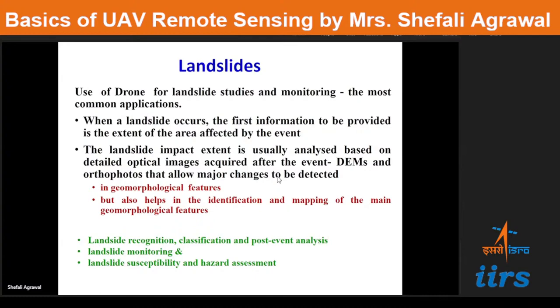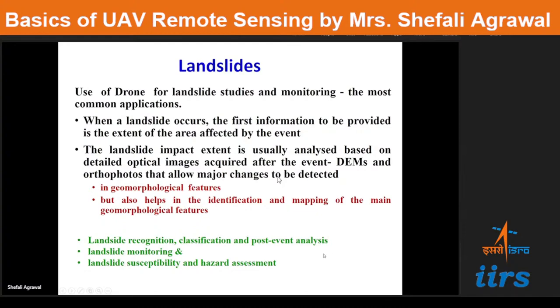So the landslide impact extent is analyzed based on very high resolution elevation information and slope areas. So DEM and orthophoto will allow major changes to be detected in terms of geomorphological features, and also help in identification and mapping of the main features. So landslide recognition, classification, post-event analysis, even preventive actions can be done.